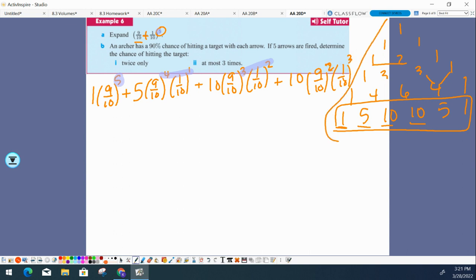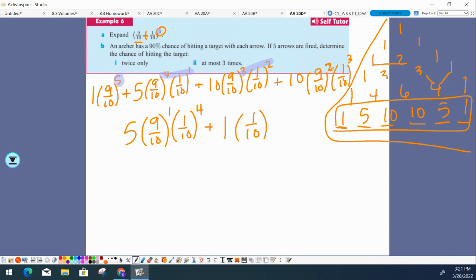All right, I'm going to have to go down to the next row here. Now I'm going to use the 5 as the coefficient. The 9/10 goes down to 1. The 1/10 goes up to 4. And our last coefficient is always going to be 1. Notice 9/10 was at 1. It goes down to 0. So I'm only left with 1/10 to the 5th. So that's all of letter A, expanding all of that.